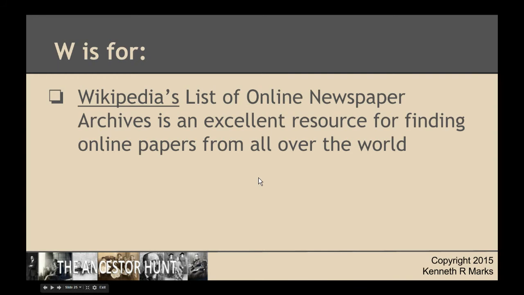Wikipedia has a list of online newspaper archives, and it's an excellent resource for finding online papers from all over the world, not just America or Canada or Europe, all over the world. And it tells you which of the sites are paid, in other words, you have to pay for, and which are free. A lot of current newspapers have the ability to search their archives, but you have to pay for it. You have to have a subscription. So Wikipedia will tell you that. It has the word pay or free next to each of the links. And there's lots of links in Wikipedia, so take a look at that.